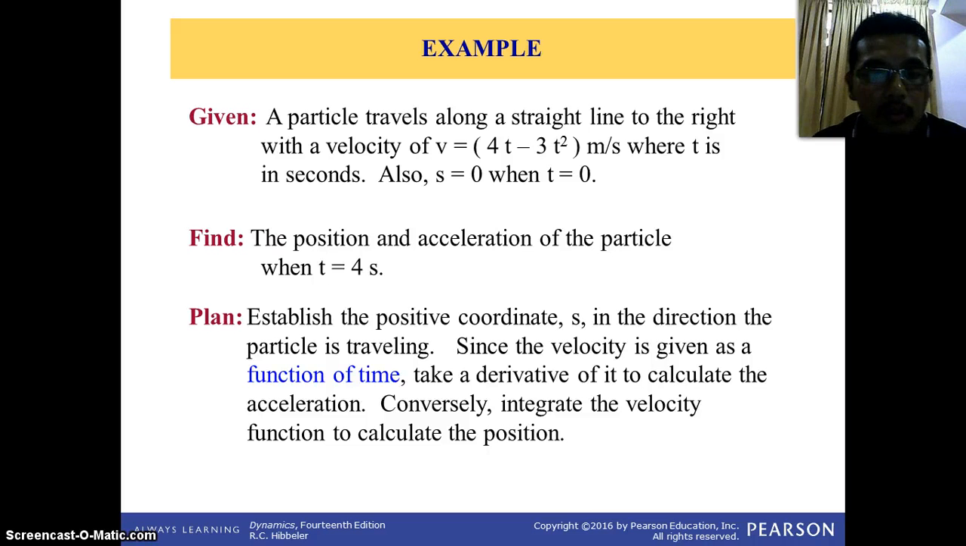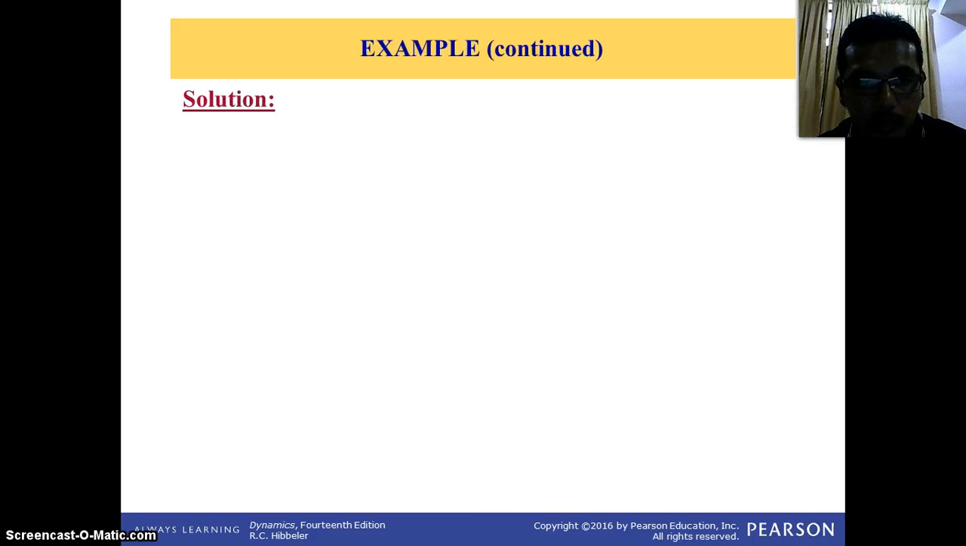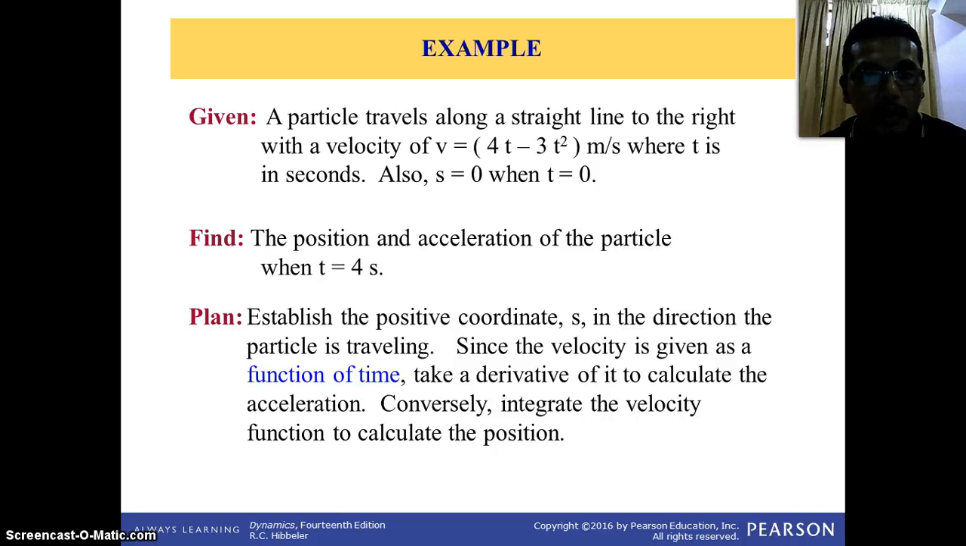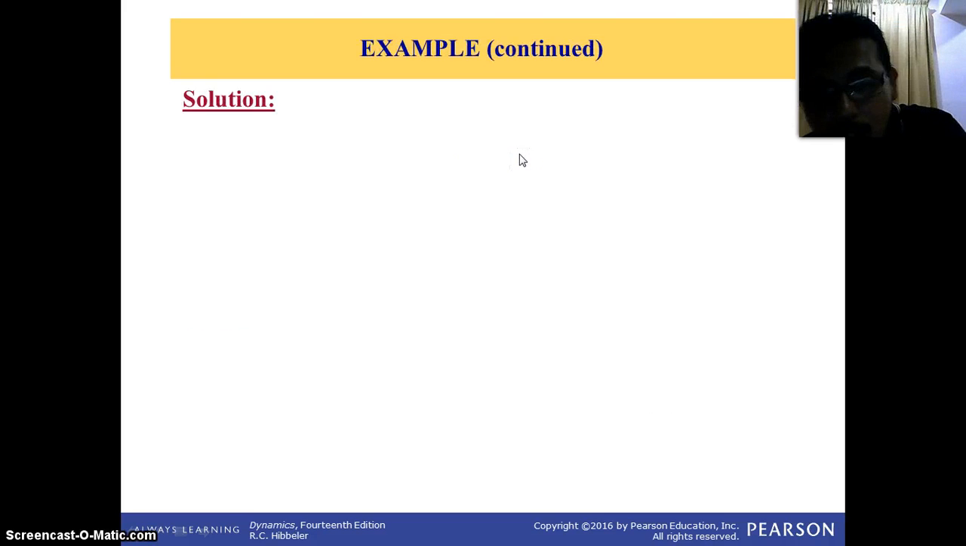It's very important to plan first: we establish the positive coordinate, the reference axes x and y. The velocity is given as a function of time, so take the derivative to calculate the acceleration. Conversely, integrate the velocity function to calculate the position. So if we differentiate the velocity function with respect to time, we get the acceleration expression. If we integrate v with respect to t, we get the position.